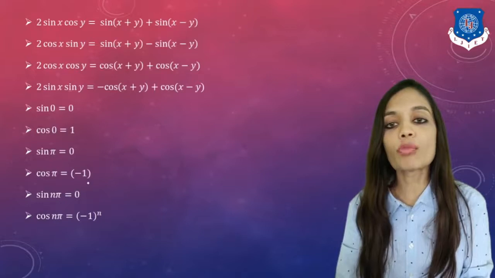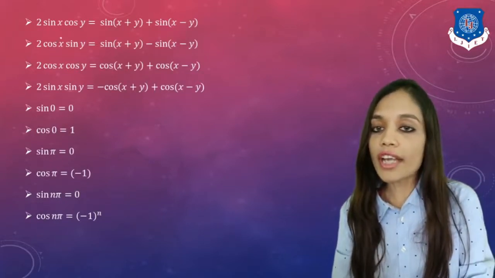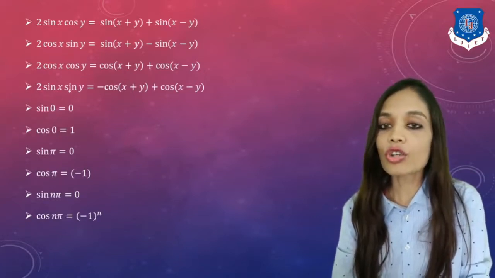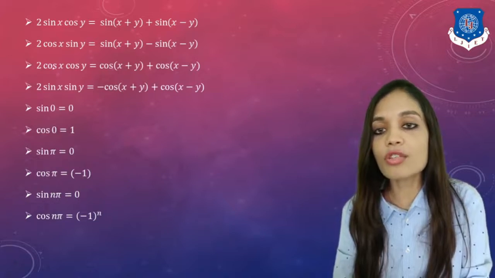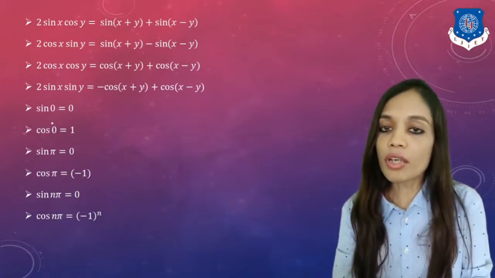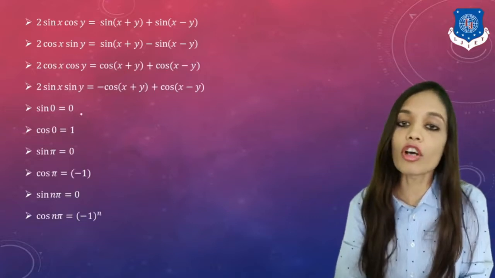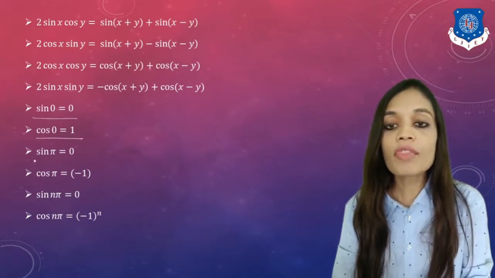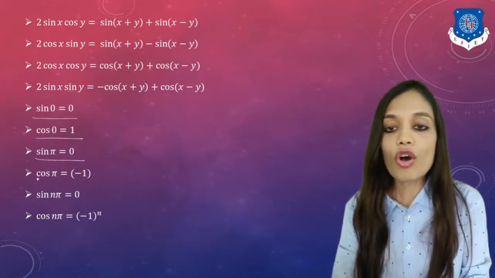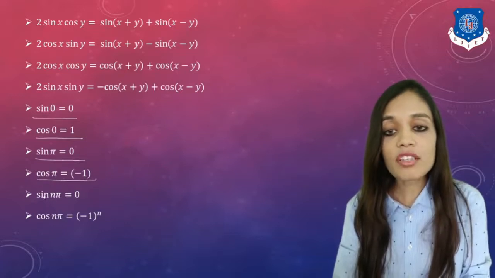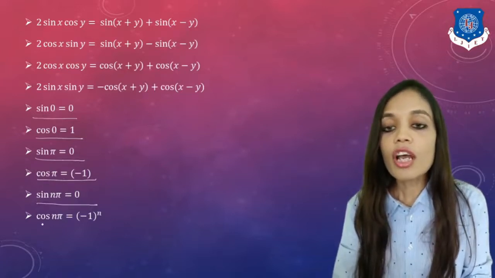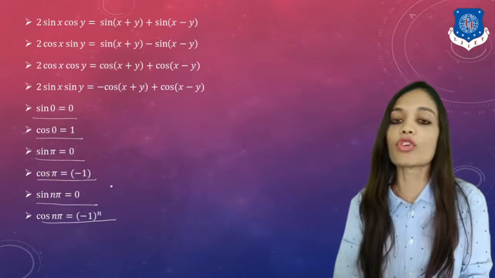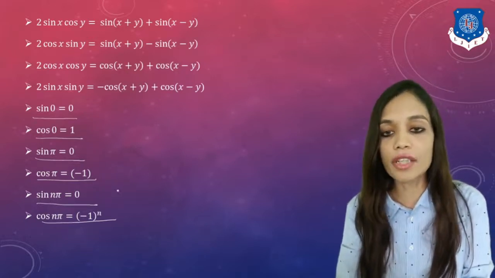Next, you have to remember the formulas of 2 sin x cos y, 2 cos x sin y, 2 cos x cos y, 2 sin x sin y. Shortly, 2 SC, 2 CS, 2 CC, 2 SS, you have to remember these formulas also. And you have to remember the values of sin 0 that is equal to 0, cos 0 that is equal to 1, sin pi that is equal to 0, cos pi is equal to minus 1, sin n pi that is equal to 0, cos n pi that is equal to minus 1. So these are the most important values that you have to remember while solving the examples.